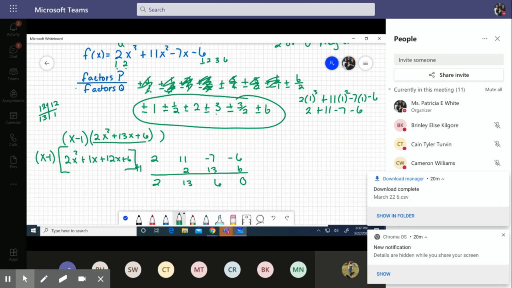Did y'all do AC method in high school? Does this mess look familiar? At all? Kind of? No? Grouping?